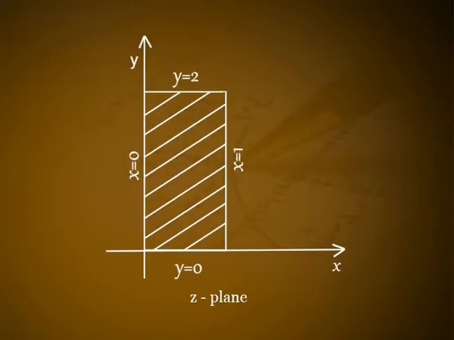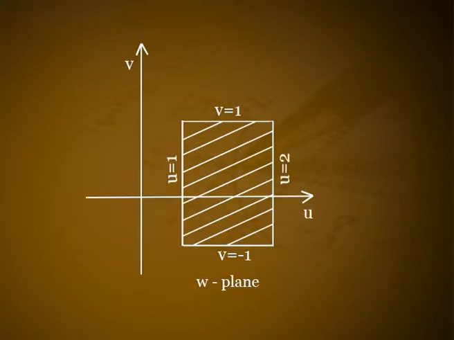Hence, the lines x is equal to 0, y is equal to 0, x is equal to 1, y is equal to 2 in the z plane are mapped onto the lines u is equal to 1, v is equal to minus 1, u is equal to 2 and v is equal to 1 in the w plane. Some of the standard transformations are translation, magnification and rotation, inversion and reflection.